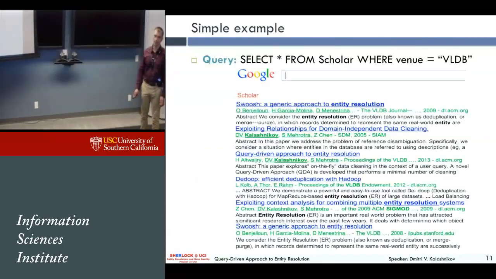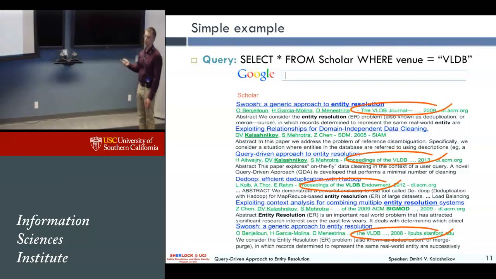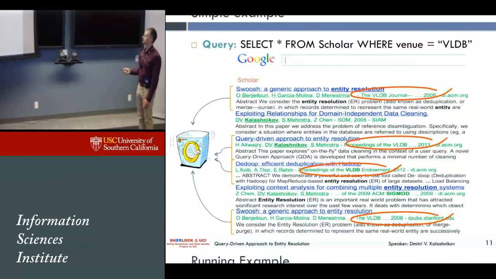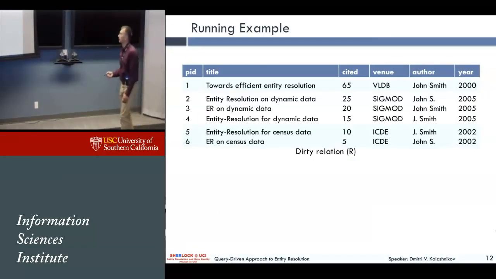So here is a trivial example. If you have a query like this: select star from Scholar, where Scholar is Google Scholar, a database of bibliographic entries, where venue equals VLDB. You don't need to clean the entire data set, you can just focus on VLDB publications and clean them. But this, of course, is a trivial example. Let's look at a more interesting example.